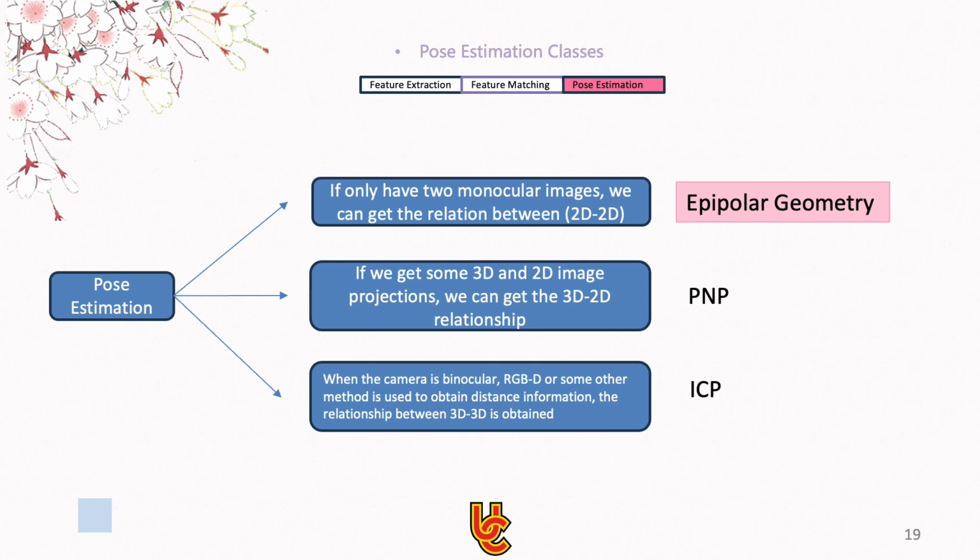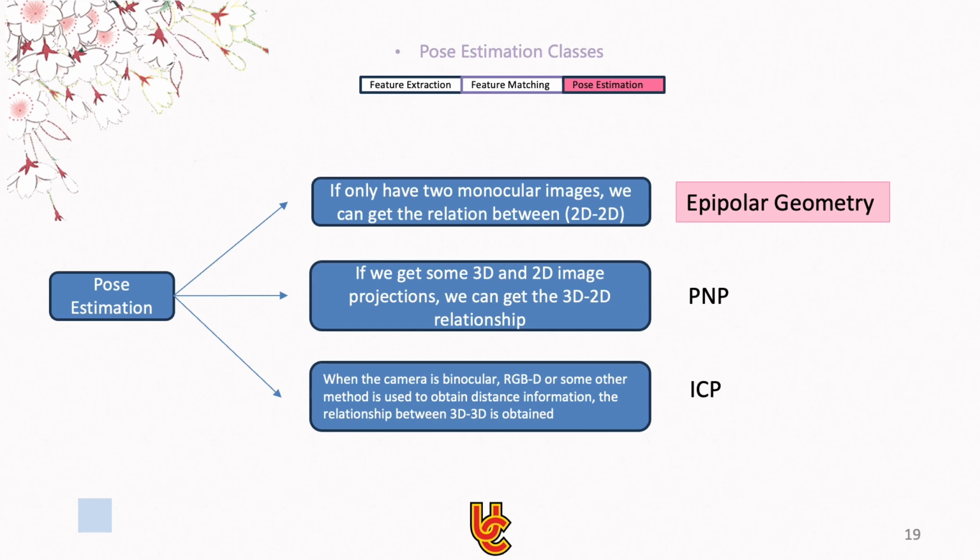Okay, after getting the filtered points and matching the same points on different images, we can do the pose estimation. That's the third step. The pose estimation can be classified into 3 classes. The first is if we only have 2 monocular images, we can get the relationship between them. It's called 2D and 2D. It's called epipolar geometry. And if we get the 2D image projections of known 3D points, we can get a 3D and 2D relationship. That's called PnP.